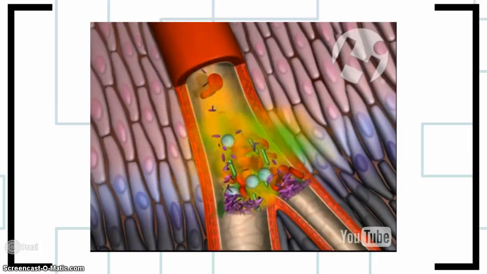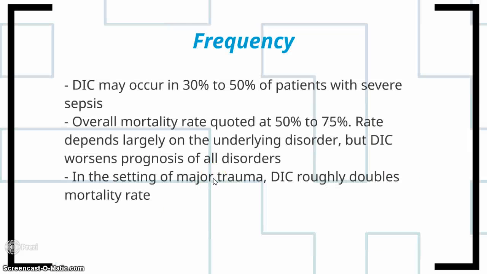The frequency of disseminated intravascular coagulation may occur in 30 to 50% of patients with severe sepsis. Overall mortality rate is quoted at 50 to 75%. The rate depends largely on the underlying disorder, but disseminated intravascular coagulation worsens prognosis of all disorders. In the setting of major trauma, this roughly doubles the mortality rate.